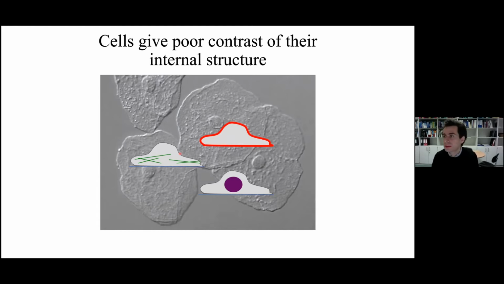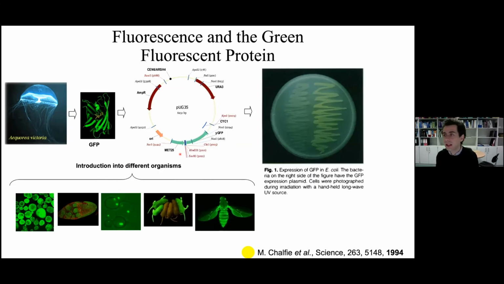And one of the most powerful ways to do this, which I would like to present as one of the main revolutions which allowed optical microscopy to become so popular over the last 30 years, is the use of fluorescence, and in particular, endogenous fluorescence. So it was discovered not so long ago that some organisms like jellyfish express a protein which is fluorescent.